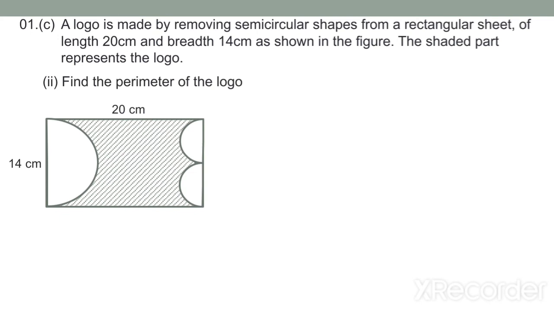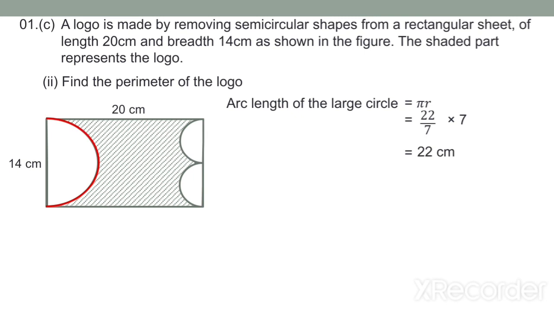To find the perimeter of the logo, you should have a correct idea that first of all you need the arc length of the large semicircle. So we can write half into 2 pi r. So when you cancel half to that 2, then you will receive an answer as pi r. So I have written pi r straight in here. Pi means 22 over 7. Then when you simplify, you will have the answer as 22 centimeters. That is the arc length of this side, which I have written on that line in the red color.